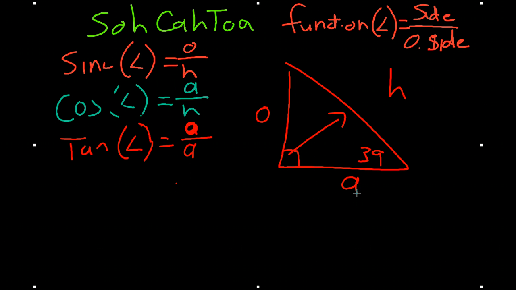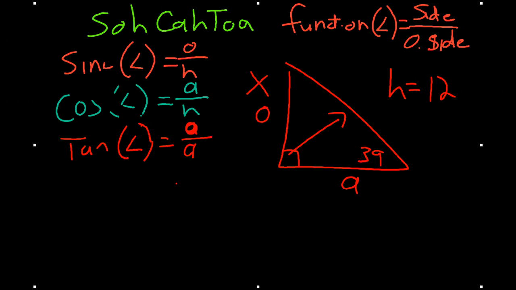Assuming the hypotenuse, we'll just make up a number, is 12, and we want to find the opposite side, let's call the opposite side x. If we want to find that, we can use the function of the angle equals side divided by other side. Since we're going to be using the opposite side and the hypotenuse, we don't really care about the adjacent side right now. The function that we're going to be using is sine. So we set it up like so.